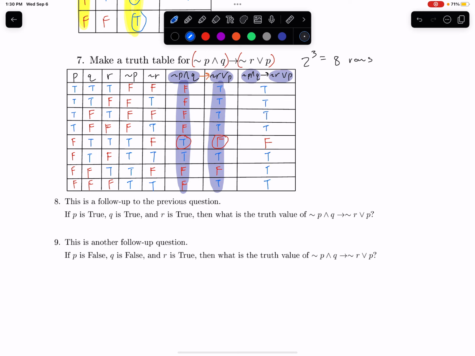All right, so there it is. That's my whole truth table. Okay, 8 and 9 are follow-up questions. Let's erase here my previous highlighting. Try to answer it first before you watch.